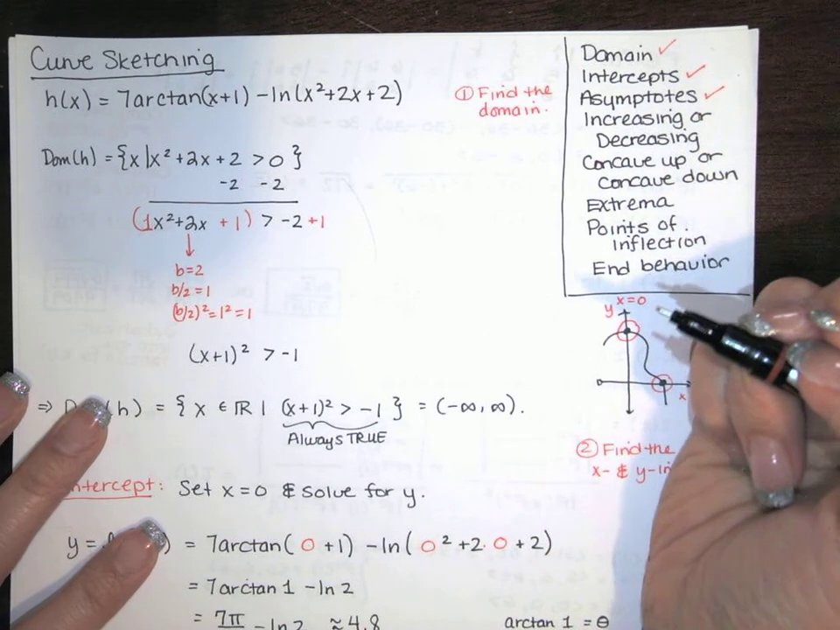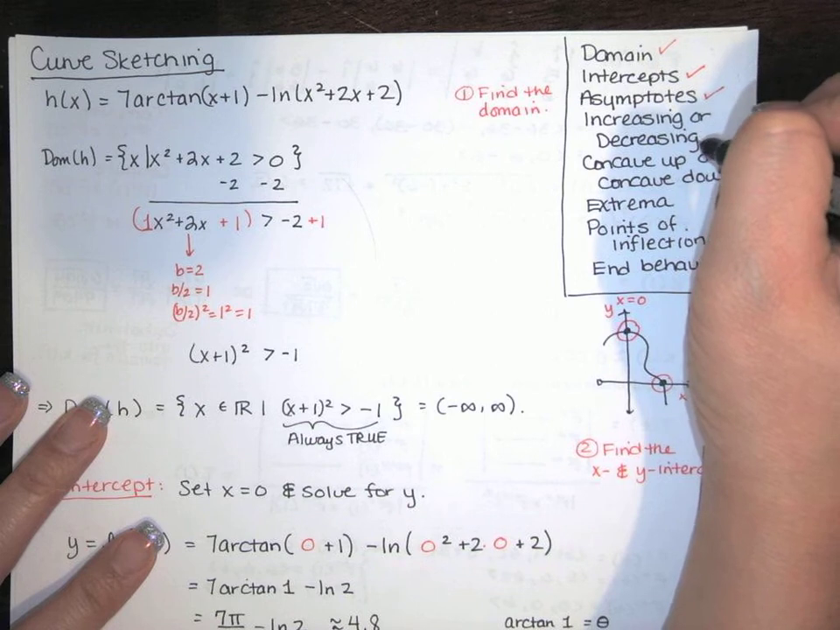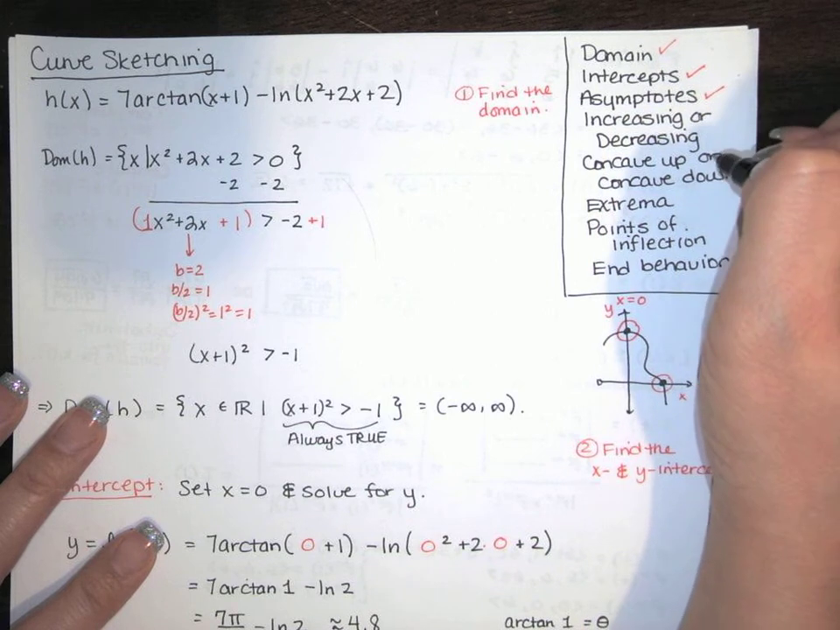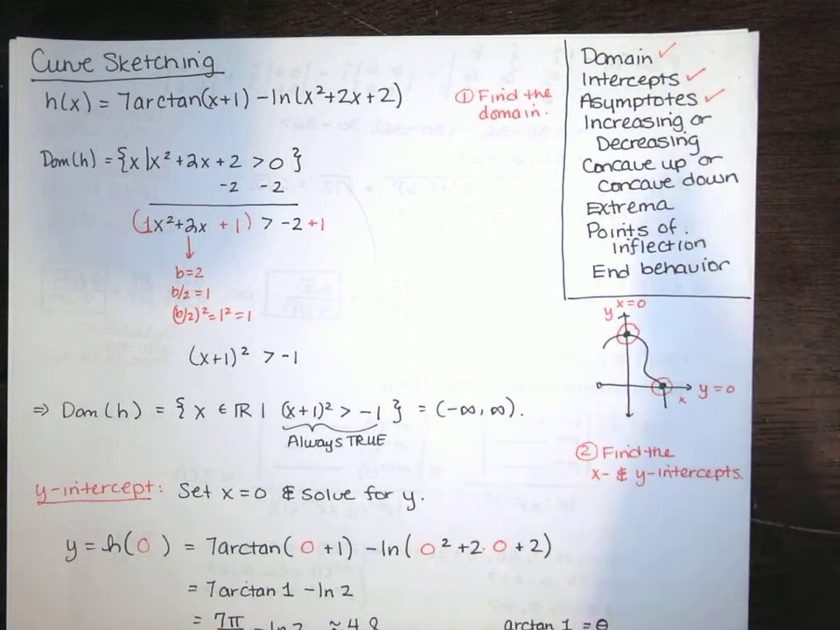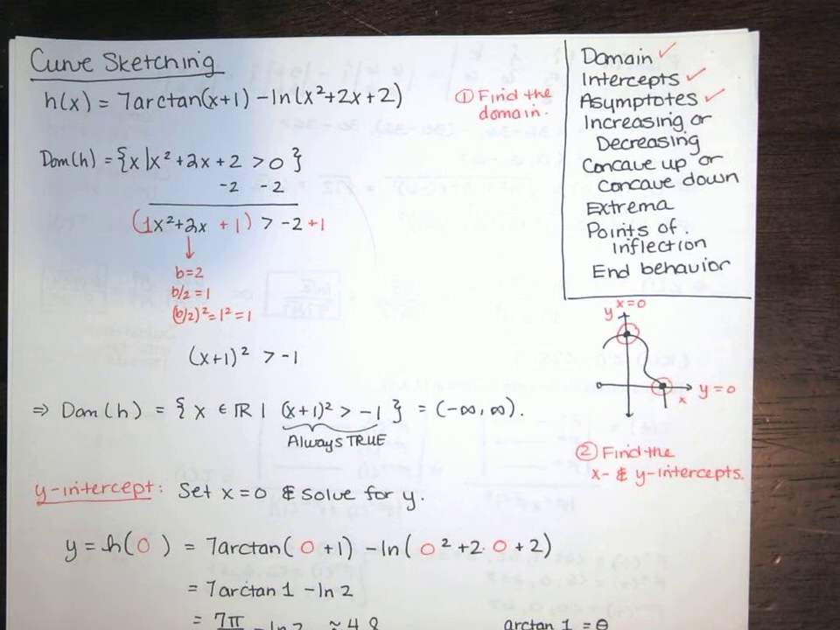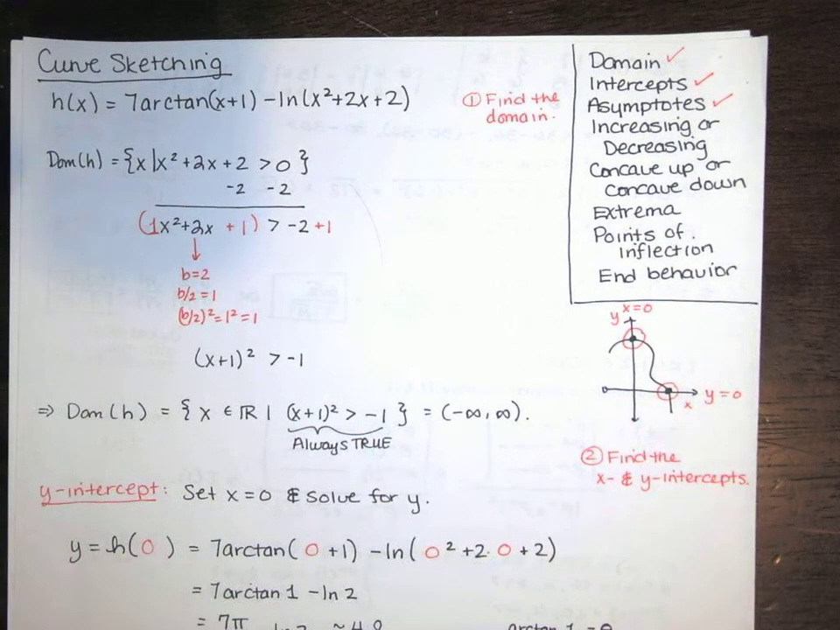Now the next thing we want to do is determine where the function is increasing or decreasing, and determine where the graph is concave upward or concave downward. We want to find relative extrema, so find relative mins and relative maxes. We also want to find points of inflection, and then we'll discuss end behavior.